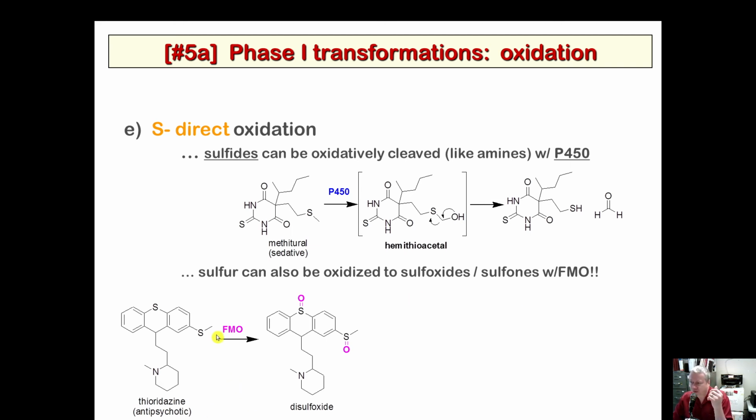So this is one of those compounds that kind of looks like thorazine or chlorpromazine. A lot of these are antipsychotic drugs. It has a 6-member ring, a benzene with another 6-member ring with a sulfur, and then another benzene. Anyway, it's got a nice sulfide there, and this can be directly oxidized with FMO to the sulfoxide. Okay.